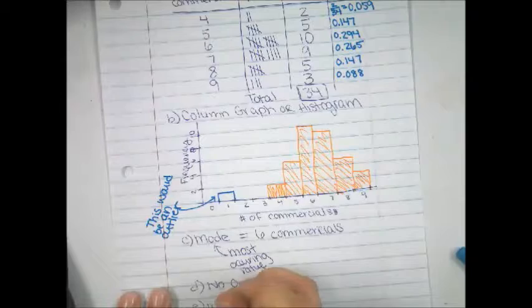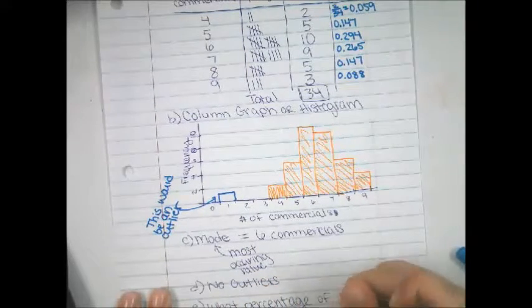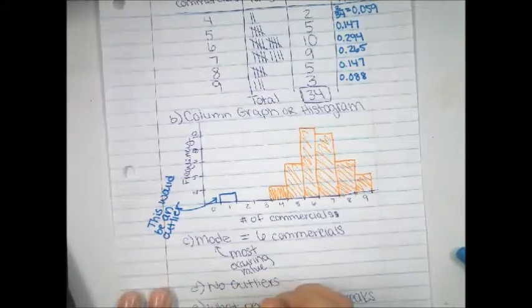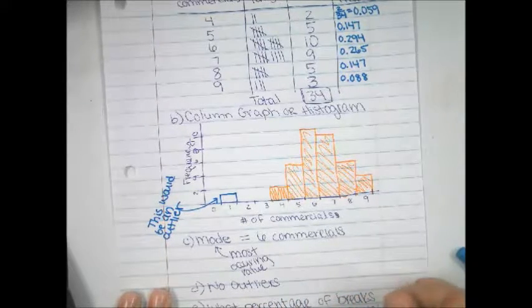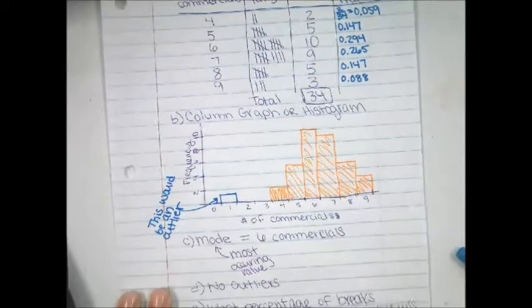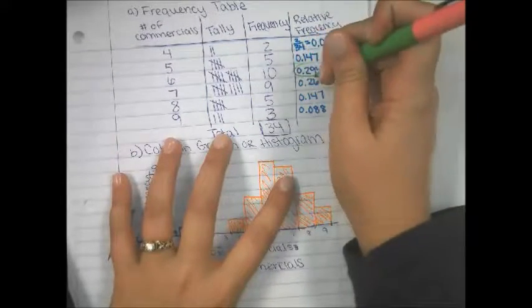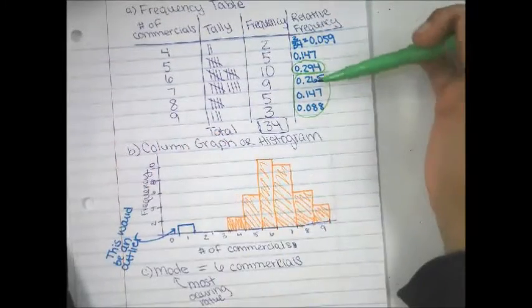Is the last. So what percentage of breaks contained at least 6 commercials? This is where a relative frequency is handy from up above. At least 6 commercials would include the 6 commercials. So let's look up above. 6 commercials or more, right, would cover the at least piece.